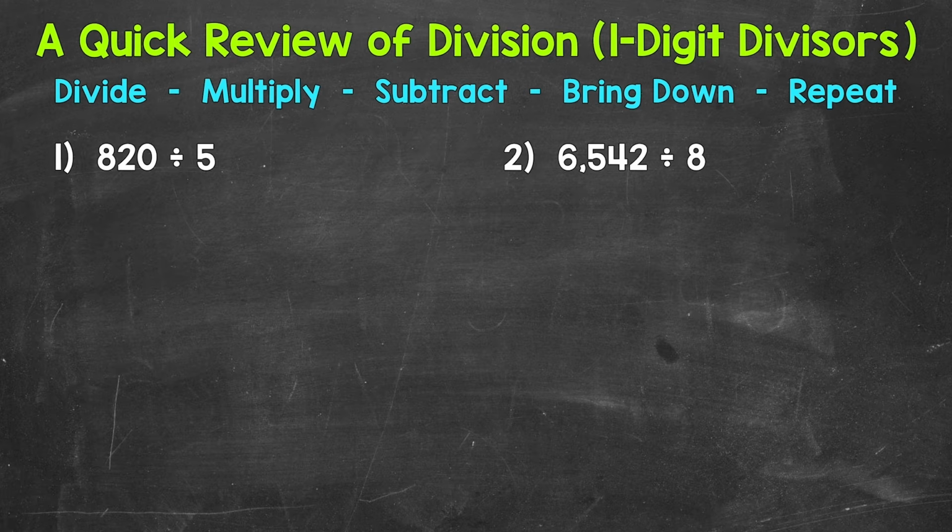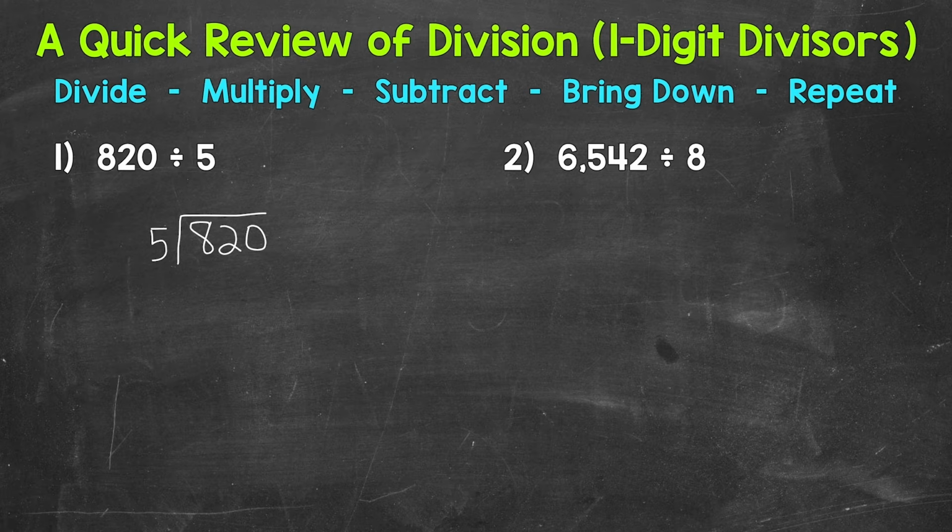820 is the number being divided, so it's going to go under the division bar. The number being divided is called the dividend. So 820 is our dividend for number 1, and we can put it under our division bar. Now we're dividing by 5. The number we divide by is called the divisor. So we have 5 on the outside. And now we're ready to go through our steps. Divide, multiply, subtract, bring down, repeat.